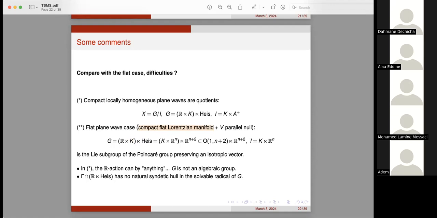But for our homogeneous plane waves, which are non-flat, the semi-simple part is easier than in the case of a flat Lorentzian manifold. But what we lose is the algebraic structure of the group. Here, the action of R can be almost anything. And J is not an algebraic group, so we cannot apply the algebraic arguments used by Goldman and Fried in their proof.